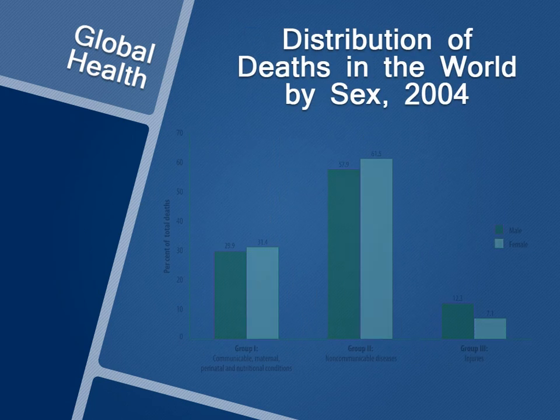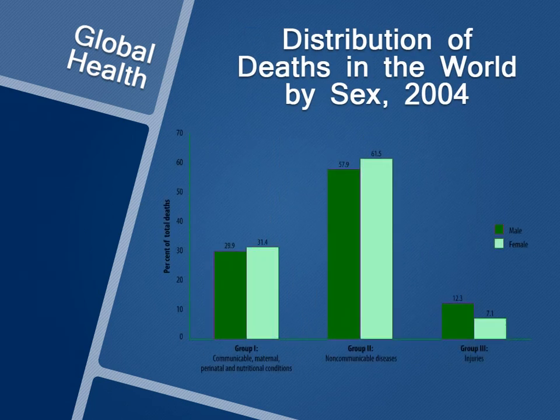The data illustrated here compares deaths due to communicable, non-communicable diseases, and injuries by sex. As you can see, a greater percent of males die from injuries compared to females. However, a greater percent of females compared to males die of communicable and non-communicable disease. Over half of both males and females die from non-communicable diseases.